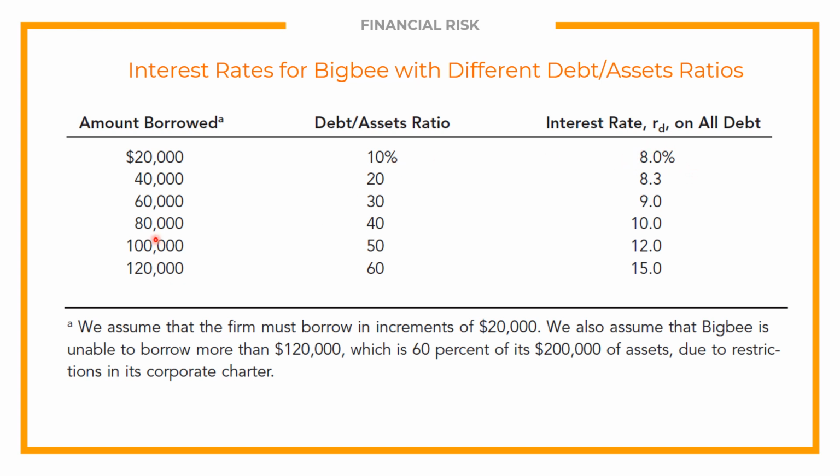Okay? So, the same with if we borrow 80,000, then 80 divided by 200, and that would give us 40%. And the cost of borrowing 80,000 is 10% interest rate. So, the same with 120,000 borrowing. So, that would be 120 divided by 200. So, we have a debt asset ratio of 60%, and the cost of borrowing 120,000 is 15% interest rate.